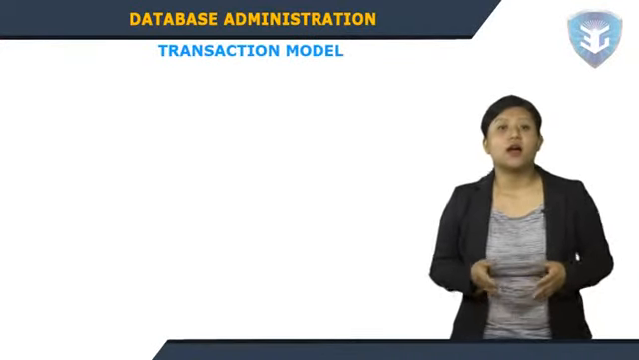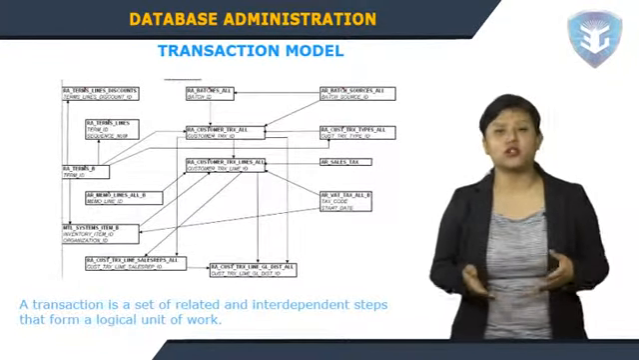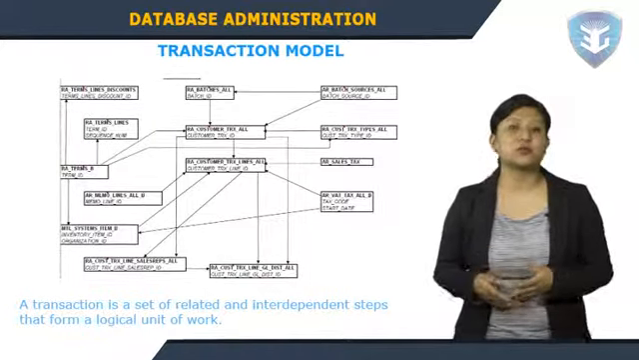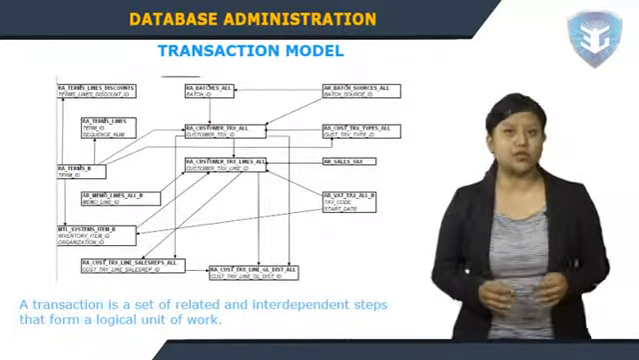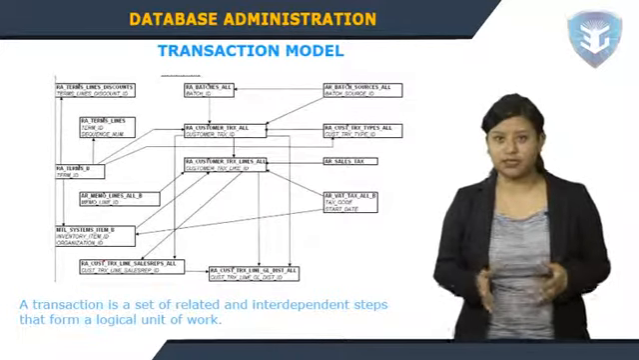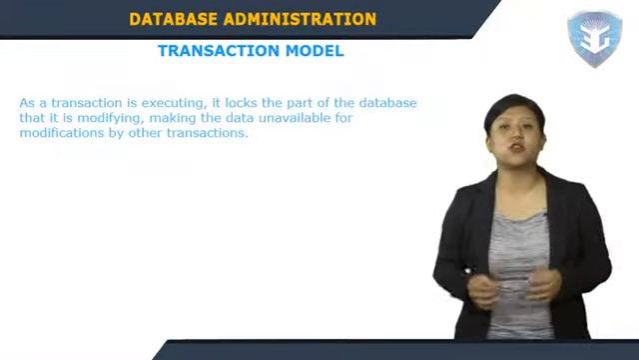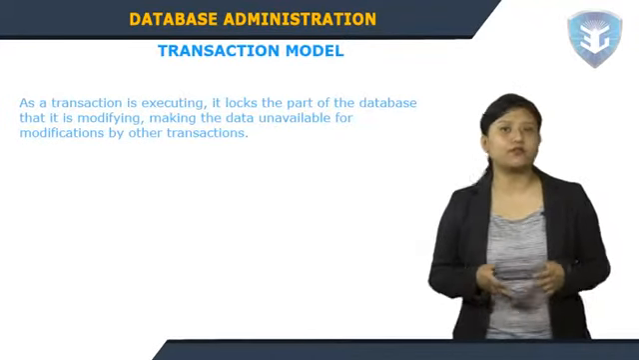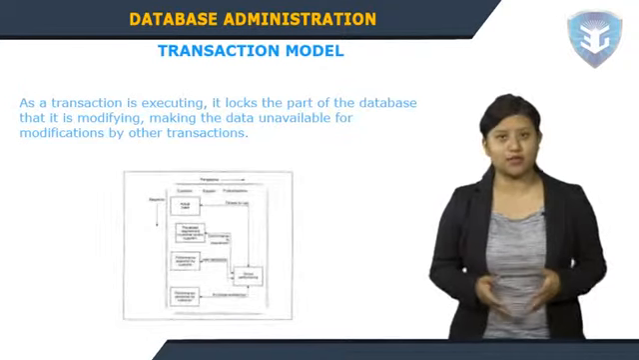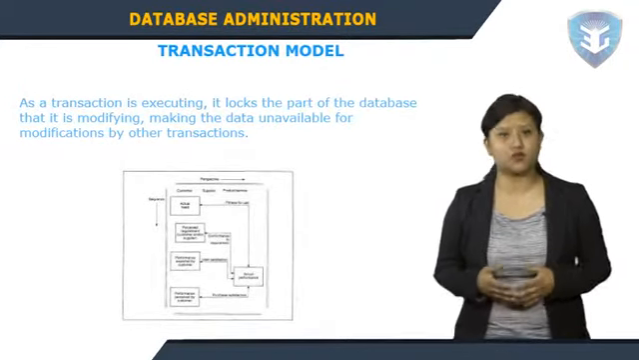Transaction model. A transaction is a set of related and interdependent steps that form a logical unit of work. Grouping the steps into a transaction ensures that the set of steps are treated as an atomic unit. Either the entire set of steps succeeds or the entire set of steps fail. As a transaction is executing, it locks the part of the database that it is modifying, making the data unavailable for modifications by other transactions. Isolation of data from outside interference is one of the defining qualities of transactions.